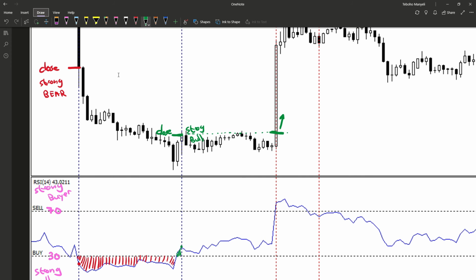Alright, and the RSI kept above the 30, indicating that the strong buyer was holding its strength. It held it so much that we went straight into the overbought area, okay, which then indicated that we now have strong buyers in the market. So when this candle here closed, right, we then found our first strong bull.